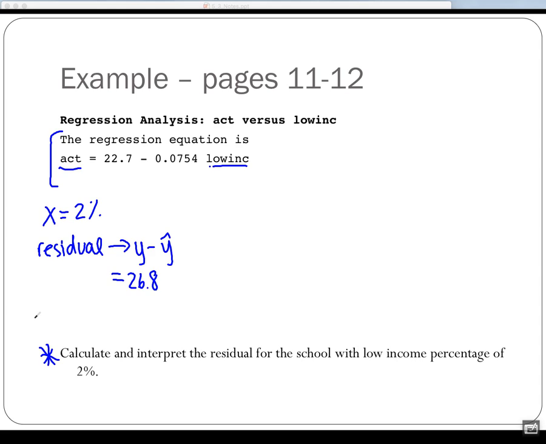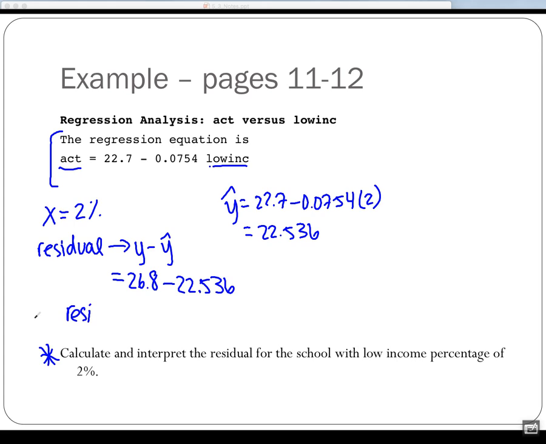Now to find y hat, you actually have to substitute 2 into the equation. So to find y hat, I would do 22.7 minus 0.0754 times 2. And that is 22.536. So 22.536 is the ACT score that we would predict for a school that has 2% low-income students. When I subtract those, I get my residual to be 4.264.